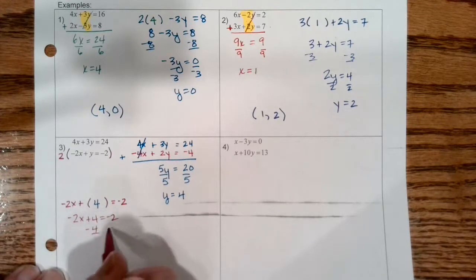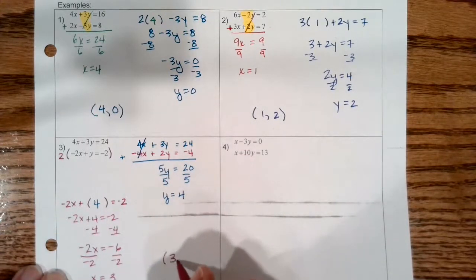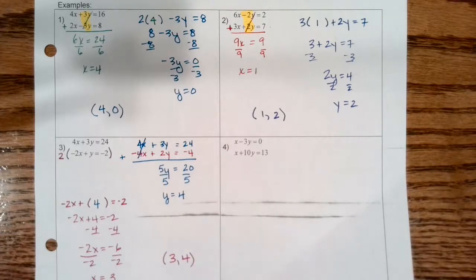I'm going to subtract 4 from each side. Negative 2x is equal to negative 6. Divide by negative 2. And x is equal to positive 3. Therefore, my solution, 3, 4, is where those lines intersect.